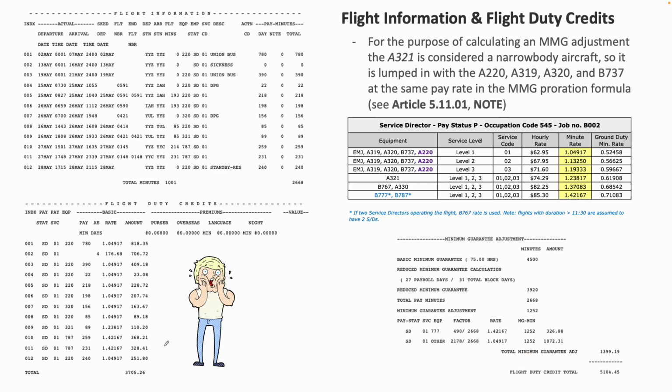And there's only one other thing to do, and that's to look at the grand total amount that was paid out within my flight duty credits. So that would be $3,705.26. And we will want to add that to the minimum guarantee adjustment that we just finished calculating. And when we do, we get a grand flight duty credit total of $5,104.45. So this again has been done correctly based on the current practice.